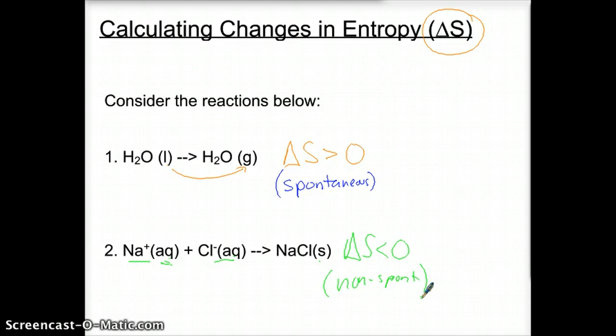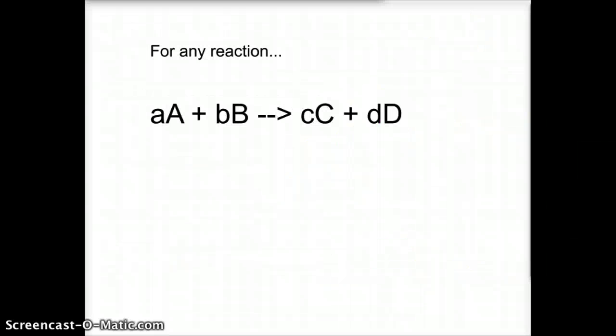Now, how much though? How spontaneous is this? How big is delta S? Is it 1? Is it 100? Is it 1,000? We haven't discussed how to actually calculate numbers for delta S yet. Same thing down here. How close is this to being spontaneous? Is it -5, -0.2, -1,000? We need to actually calculate the change in entropy. We need to calculate the delta S of these reactions. So that's what we're going to do in this video today.